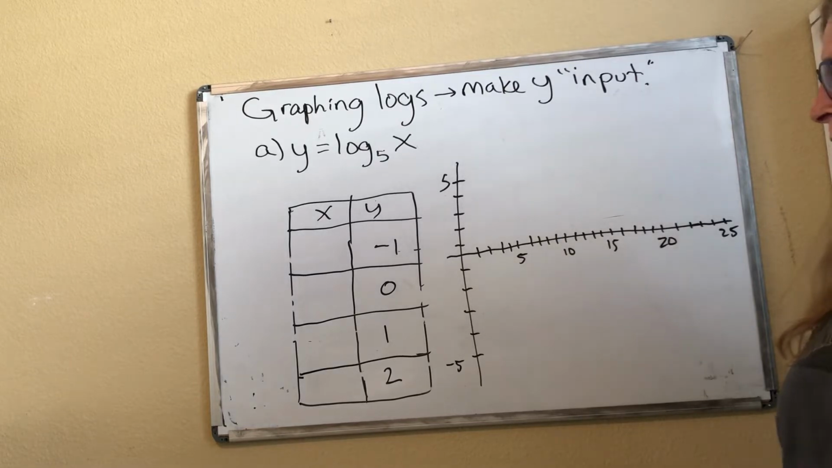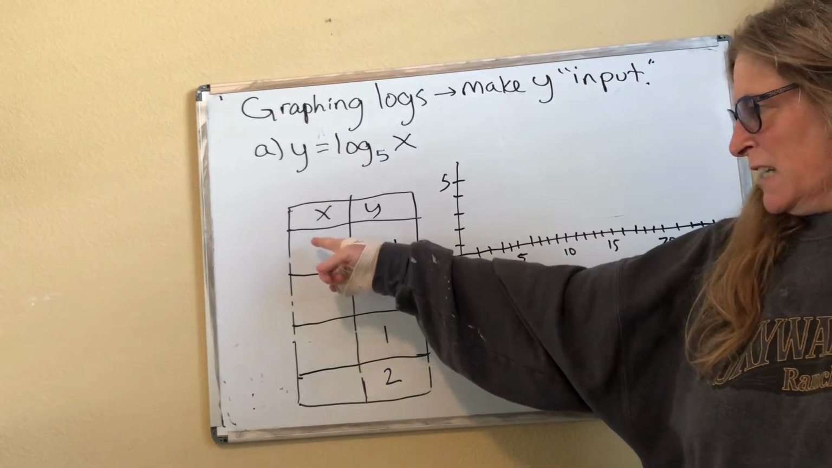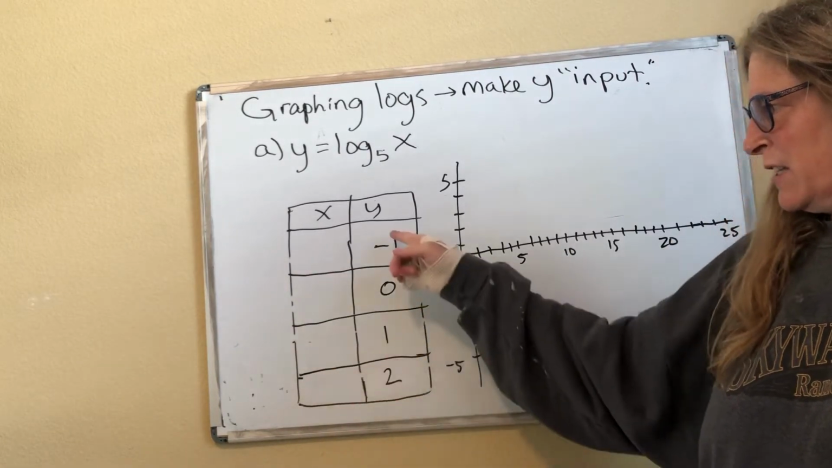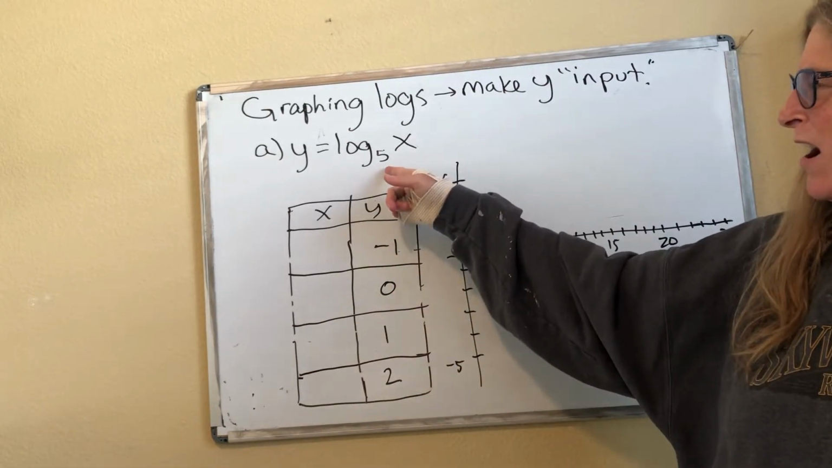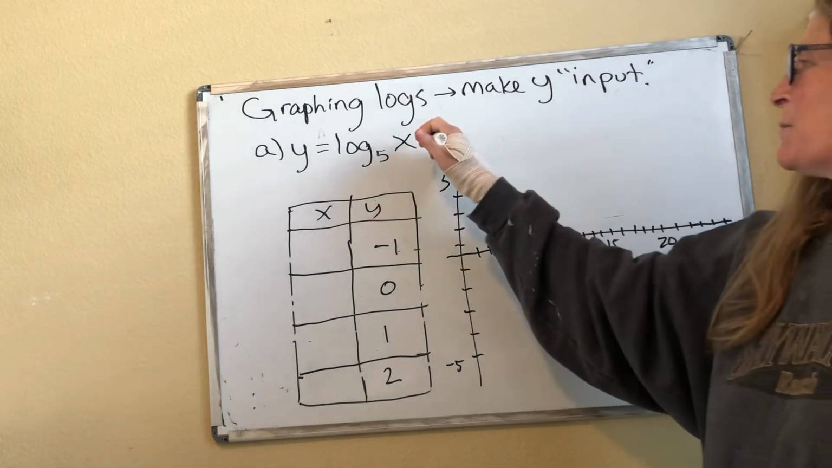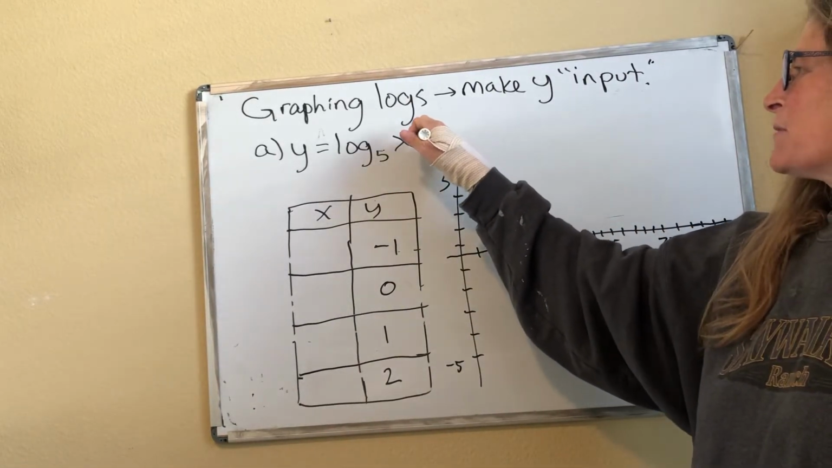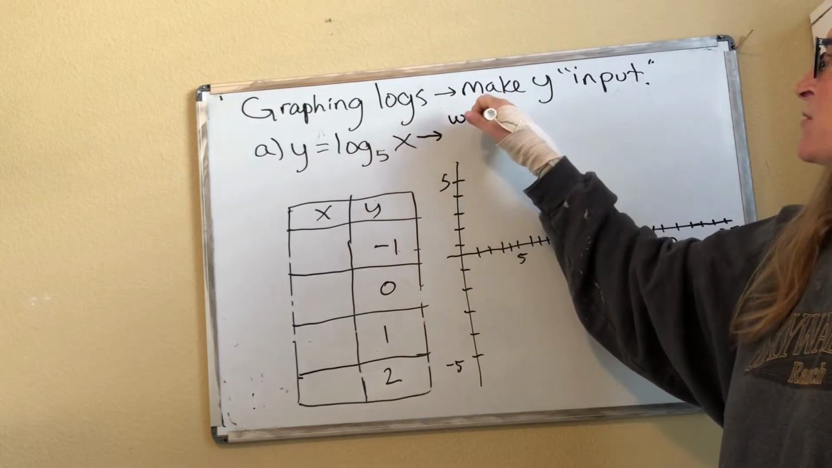So what's interesting about graphing a log is usually we use an XY table like always, and usually we put X as the input, so these are usually in the X column. But if I write this in exponential form, you're going to see why it makes more sense to plug in Y values. So let's write it in exponential form.